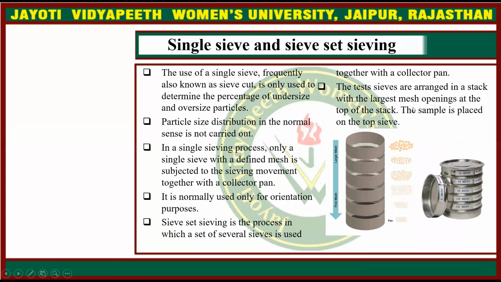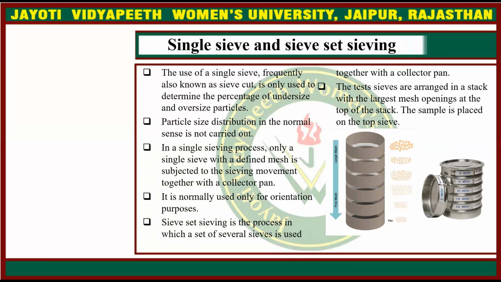And then single sieve and sieve set sieving. The use of a single sieve, frequently also known as sieve cut, is only used to determine the percentage of undersize and oversize particles. Particle size distribution in the normal sense is not carried out. In a single sieving process, only a single sieve with a defined mesh is subjected to the sieving movement together with a collector pan. It is normally used for orientation purposes.